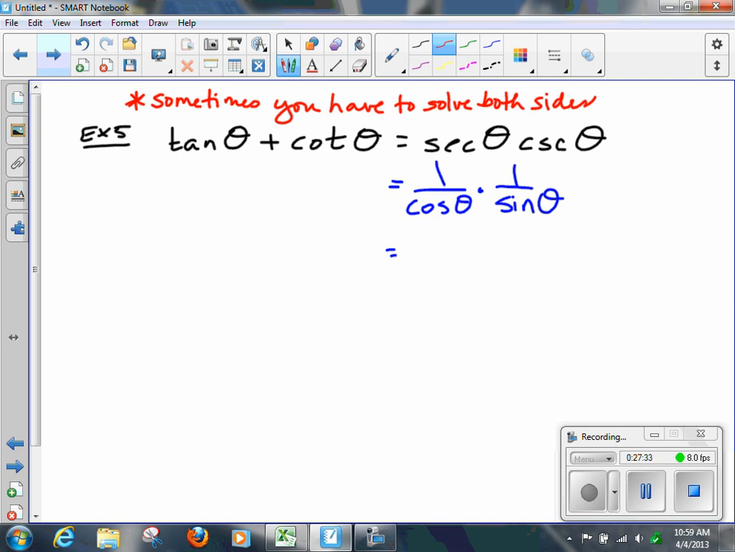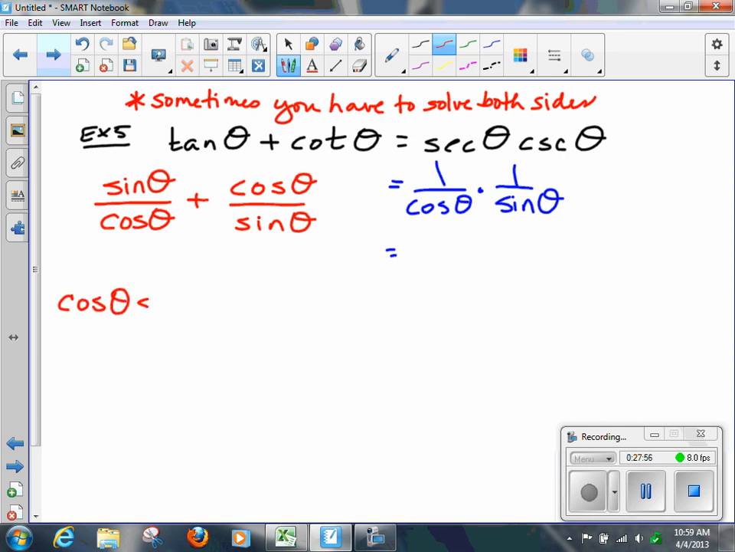So how are you going to rewrite the left side? Sine over cosine plus cosine over sine. What now? Now we've got to find a common denominator, which is going to be what, Cindy? Cosine sine. Uh-oh, I'm seeing a pattern here. Look at the right side now. And then look at your left side. Hey, we got the same denominators. That's a good thing, right?